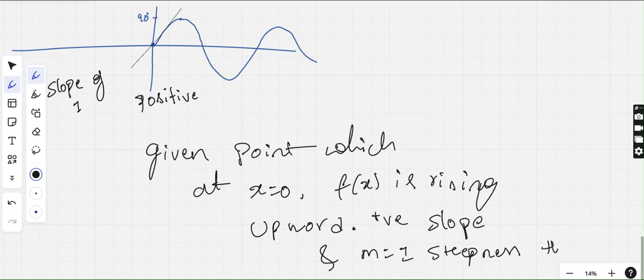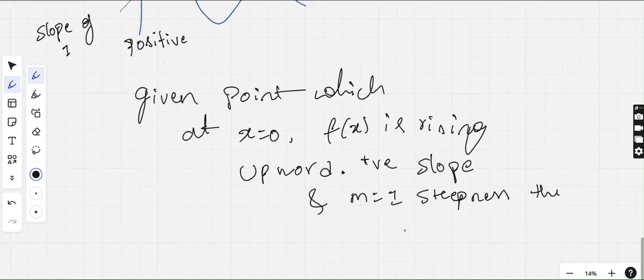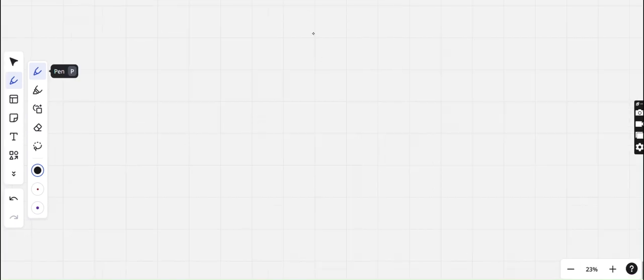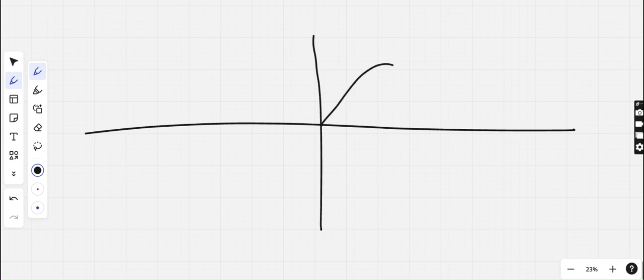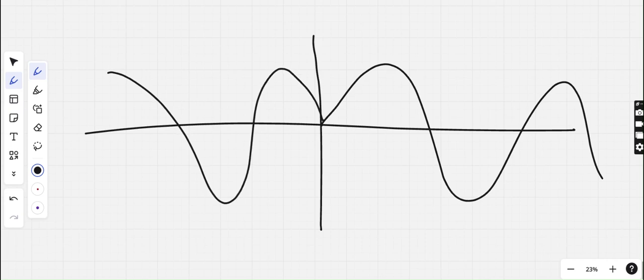And the slope equals 1, that represents the steepness of the graph. So let me take an example of a sine curve. Let me draw the sine curve. It starts from 0 and it goes on. So we're kind of coming from like this. Oh, it's a bad one. Let me draw this way.